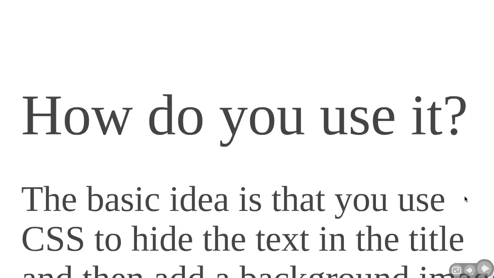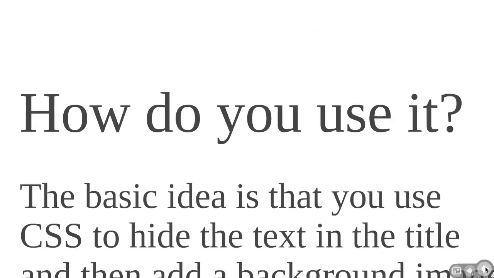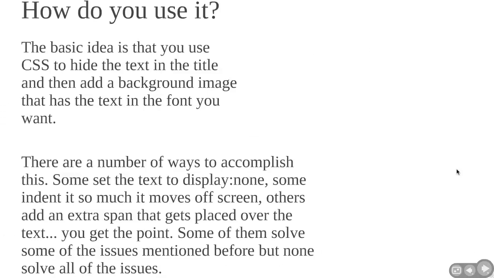So this is going to be some basic theory of how you use it, and then we're going to stop and do a second one, which is the actual step-by-step. So the basic idea is that you use CSS to hide the text in the title, and then you add a background image that has the text in the font that you want.